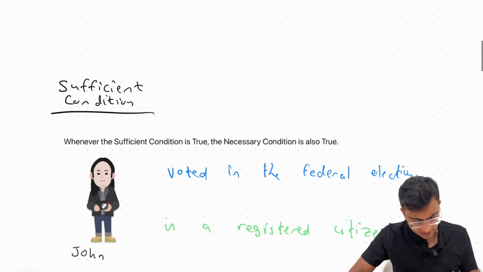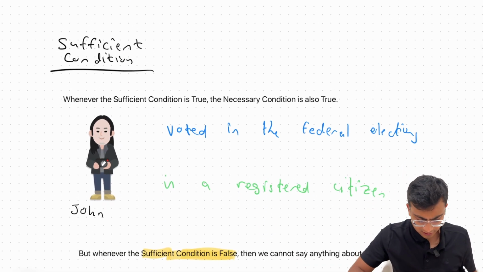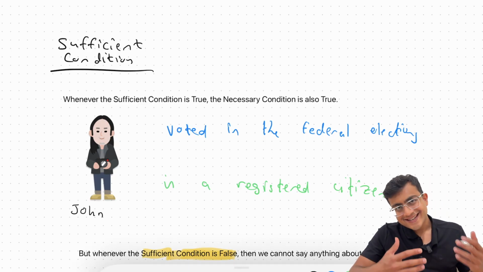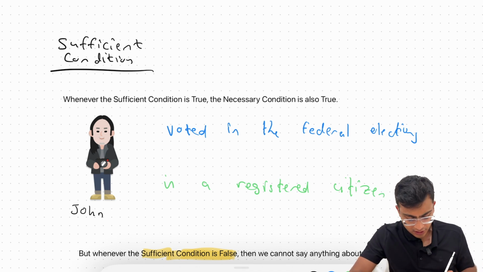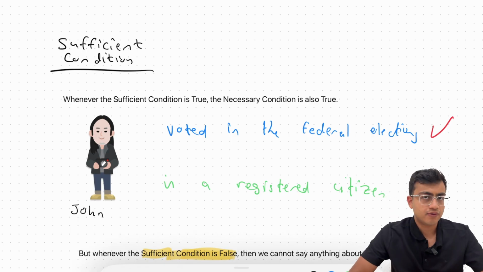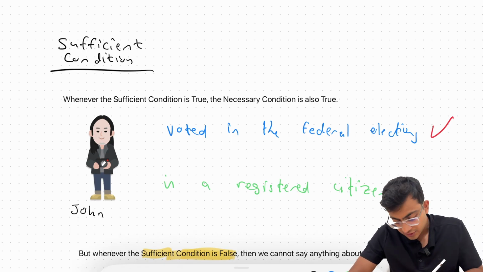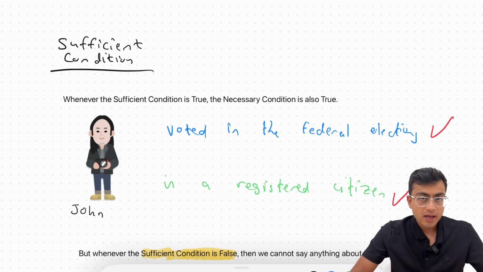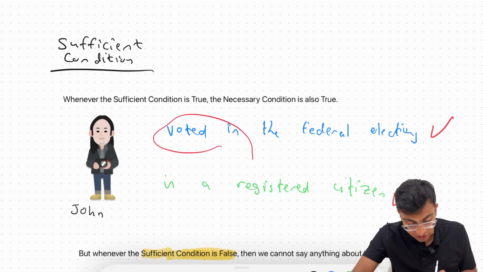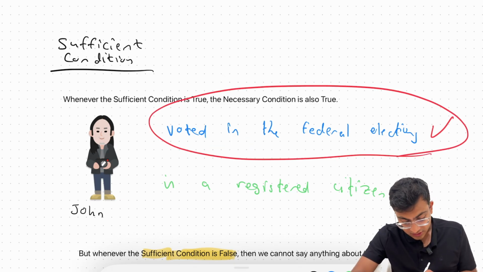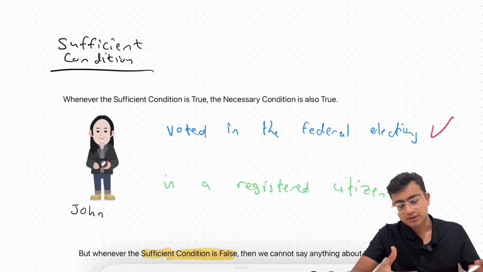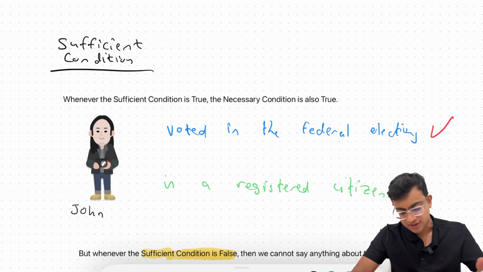Let us begin by discussing the sufficient condition in a bit more detail. Whenever the sufficient condition is true, the necessary condition automatically follows. So let's say we have John over here, and John comes and tells you that, hey, I voted in the federal elections. You don't need John to tell you that he's also a registered citizen. Why? Because we know that the sufficient condition of voting in the federal elections is true, so the necessary condition is also going to be true.